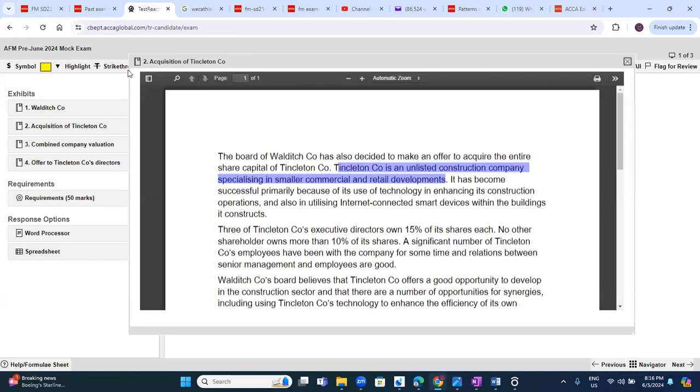So Tin Company is a smaller company. It has become successful primarily because of its use of technology in enhancing its construction operation. So this company is more famous in using the technology, and your company is not famous in using the technology. Remember this. 3 of the 10 company executive directors own 15% of its share each. No other shareholder owns more than 10% of the share. So 3 directors combined own 45% of this company.